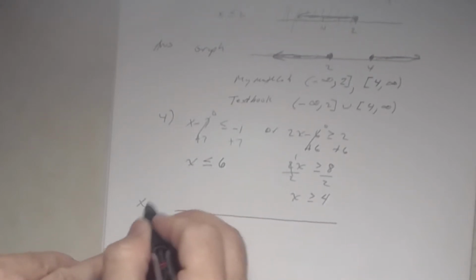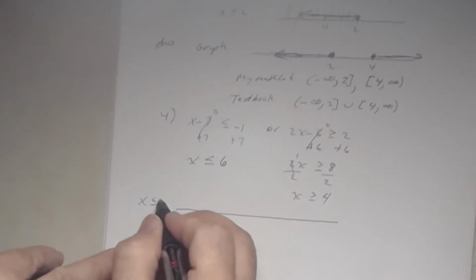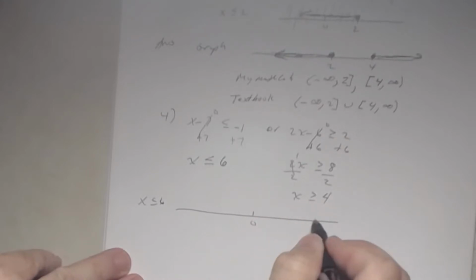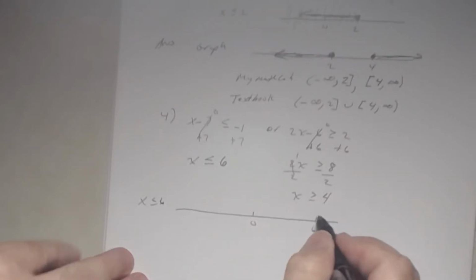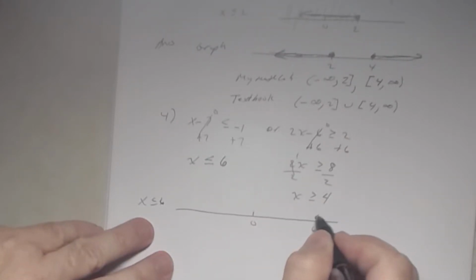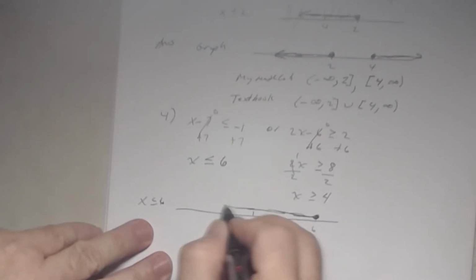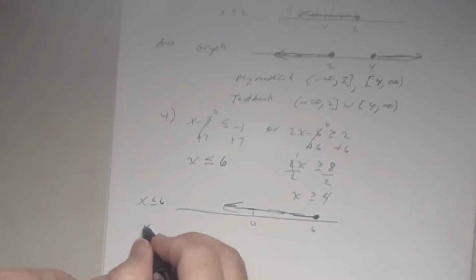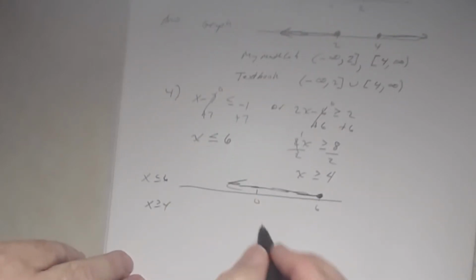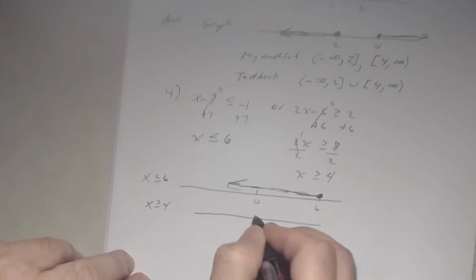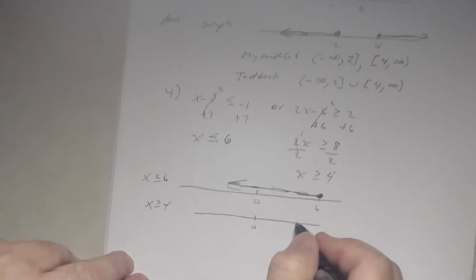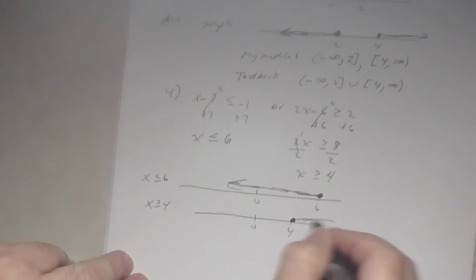So let's do the first one. x is less than or equal to 6. Looks like this. So here's 0, here's 6. Open or closed circle? Closed, going which way? To the left. Okay. Then here, x is greater than or equal to 4. Align your number line. So here's 0 again. Where's 4 going to be located? Okay, somewhere around here. Open or closed? Closed, going which way? To the right.